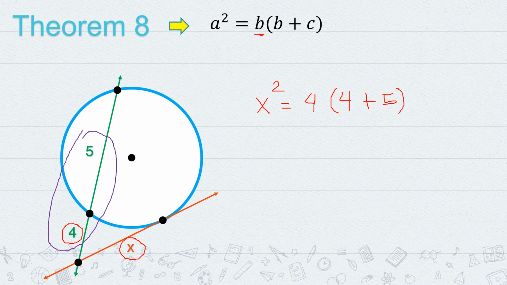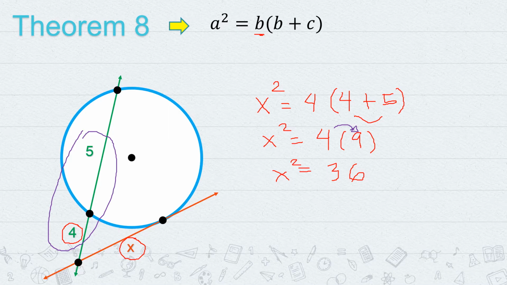Next thing, we further simplify. So x squared remains as x squared, while on the other side, we may simplify the terms inside our quantity. So we have 4 plus 5, the answer is 9. Then we further simplify, x squared is equal to, we multiply 4 to number 9. So 4 times 9, the answer is 36.